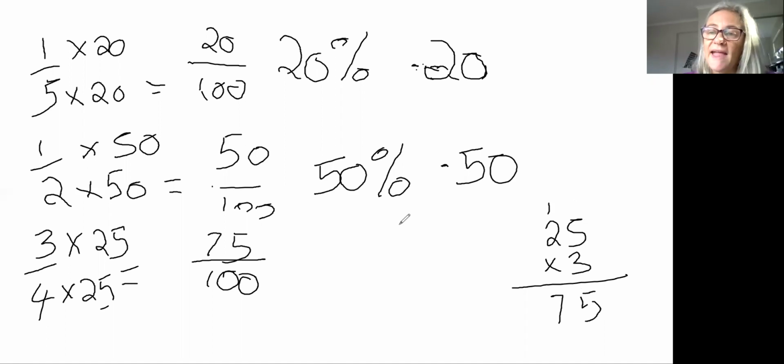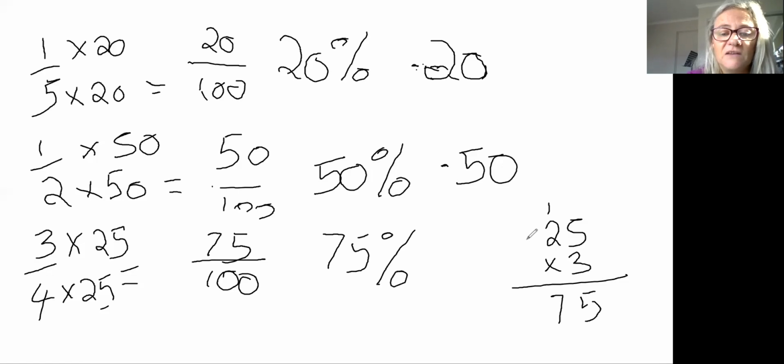So we now have the fraction we need, which is over 100, to then convert it to a percentage. So remember, we just take that top number and we go 75%, okay? And then 0.75 is the decimal. All right, so don't worry about that multiplication sum there. We've done that.